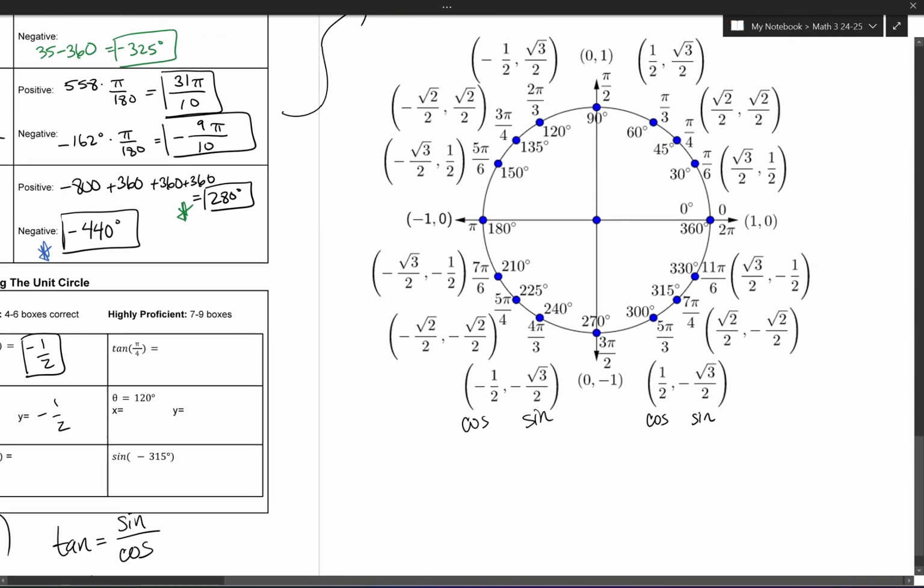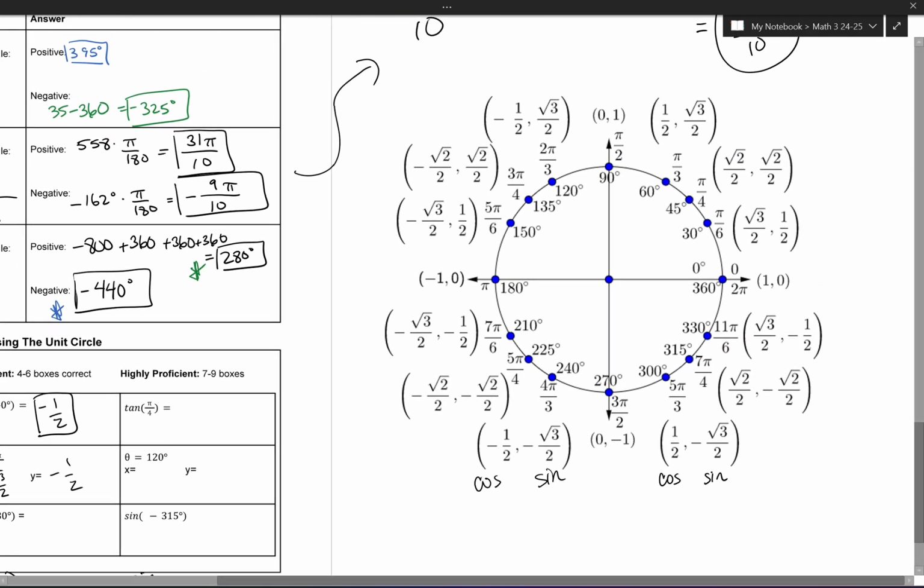120 degrees. Where's 120 degrees? Up there, 2 pi over 3 radians. 120 degrees. We have negative 1/2 and square root of 3 over 2.